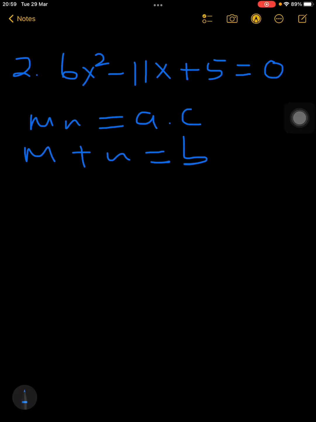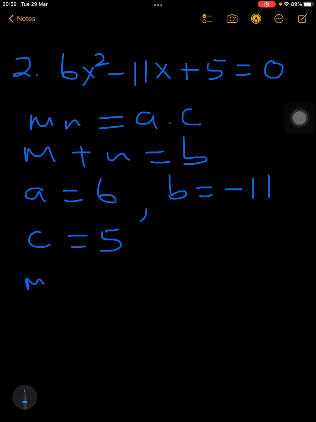From our quadratic equation, a is equals to 6, b is equals to negative 11. Please don't forget about the negative sign. And then c is equals to 5. Okay, so m multiplied by n is equals to a multiplied by c. That is 6 multiplied by 5. That's 30. And m plus n is equals to b, which is negative 11.